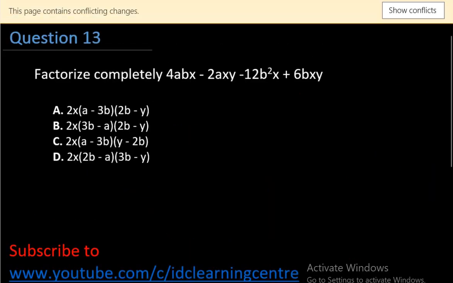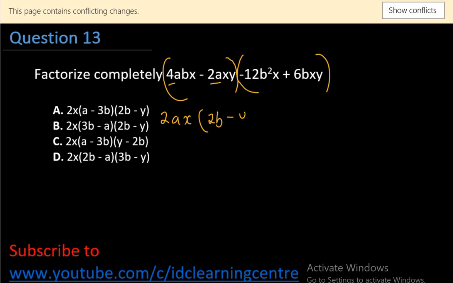Alright, let's look at question 13. Factorize completely 4abx minus 2axy minus 12b squared x plus 6bxy. So the first thing we need to do is to group what we have. Group this and then group this. What can I remove from both of them? 2a. So if I remove 2a from the first one, sorry, I can even remove 2ax, yes. If I remove 2ax, I'll be left with 2b minus y.